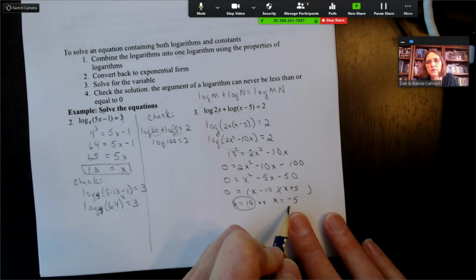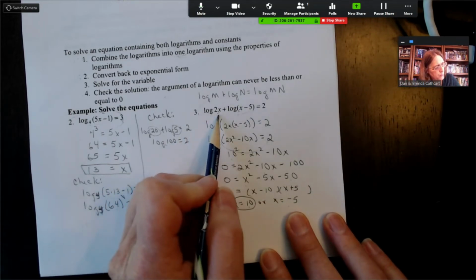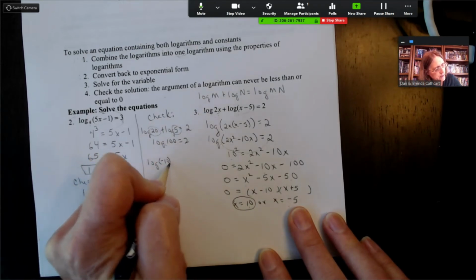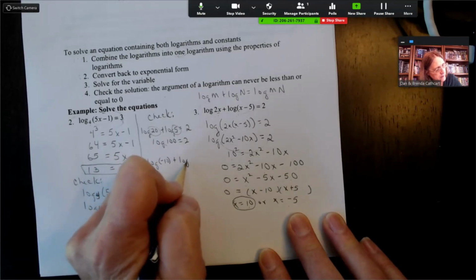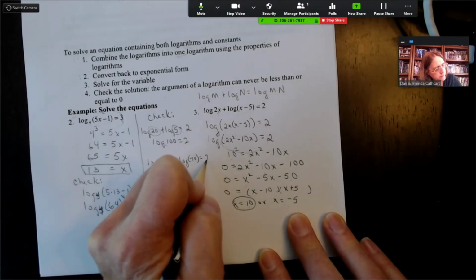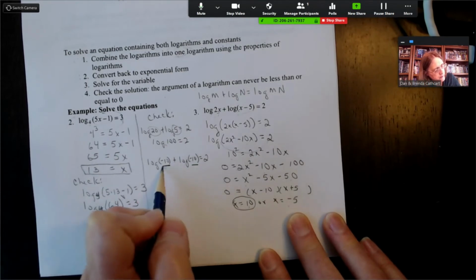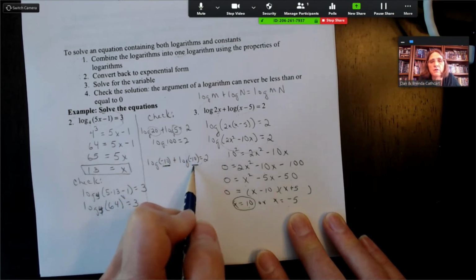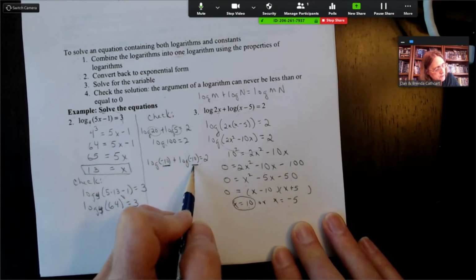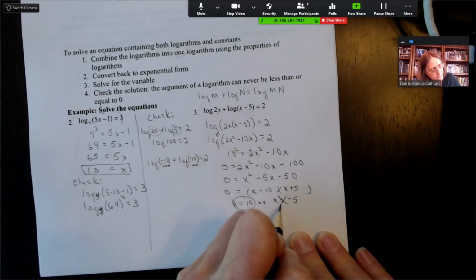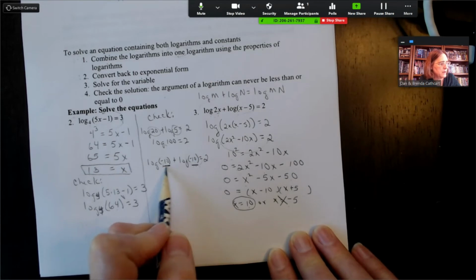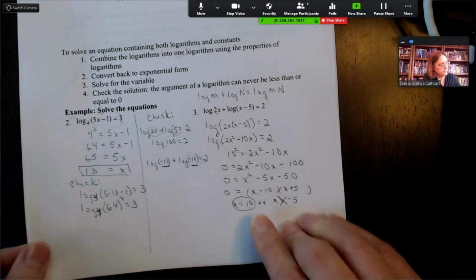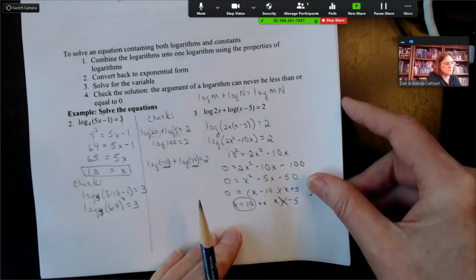Now let's check x equals negative 5 in the original. When I put negative 5 into the original, I get log of negative 10 plus log of negative 10 equals 2. At this point, these two values are negative. The log is not defined on values where the argument is negative. So x equals negative 5 does not check. We can't have the argument of a logarithm less than or equal to 0. So our only solution on this one is x equals 10.